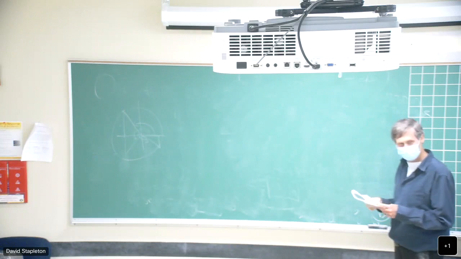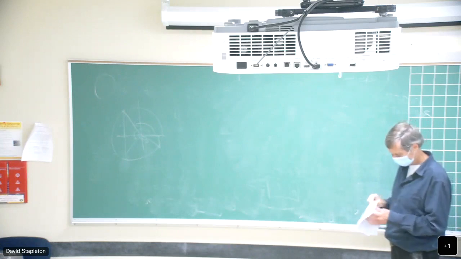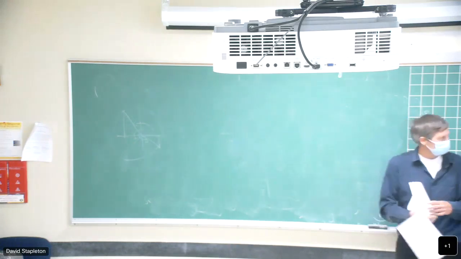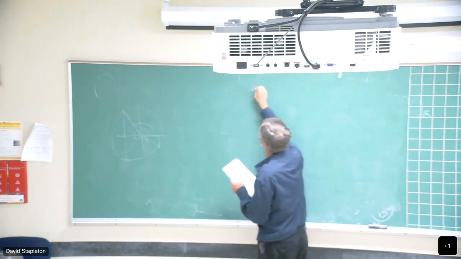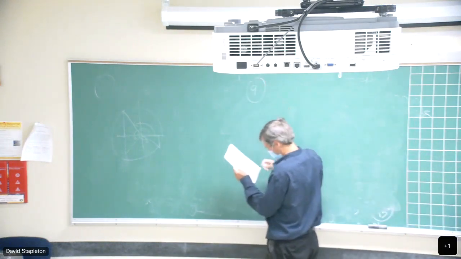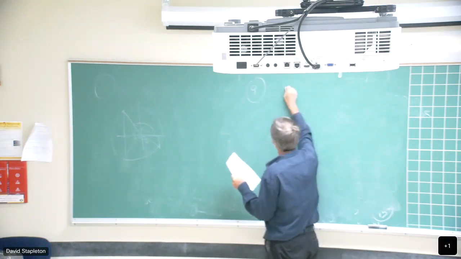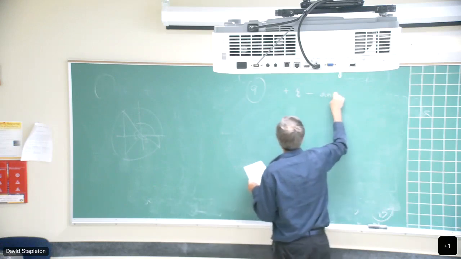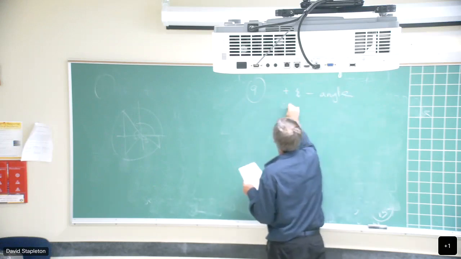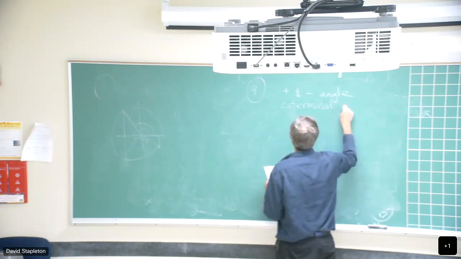I had a question on number 9. Okay. Find a positive angle and a negative angle that's coterminal with each of these.